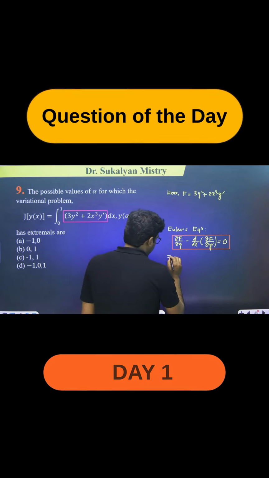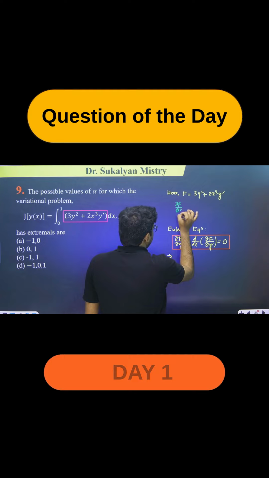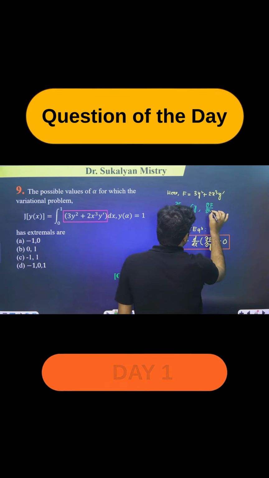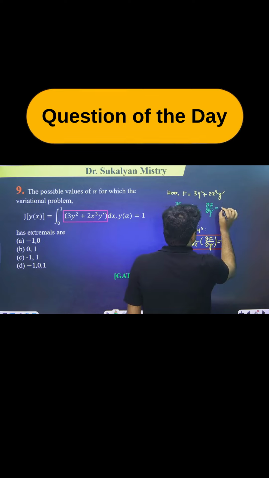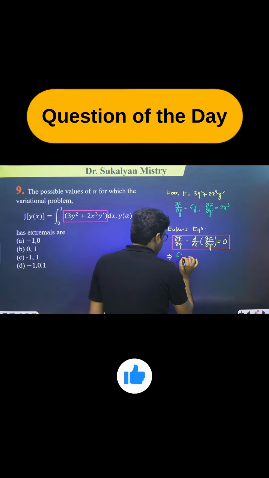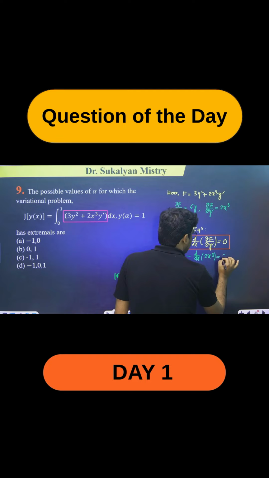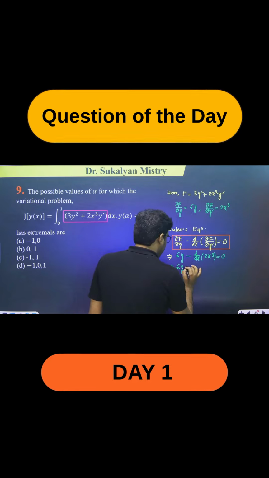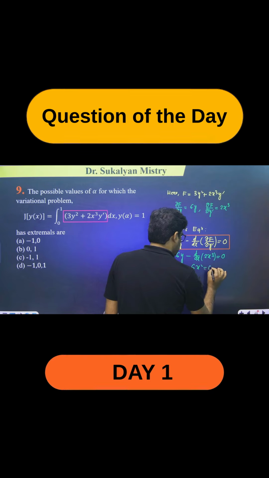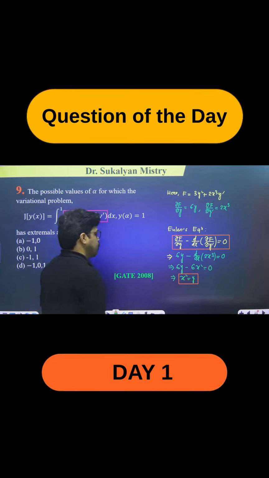So what is del f del y? Del f del y is 6y. Del f del y dash is 2x cube. So del f del y is 6y minus d/dx of 2x cube is equal to 0. The derivative of x cube is 3x squared, so 6y minus 6x squared is equal to 0. That means y is equal to x squared. So this is the solution.